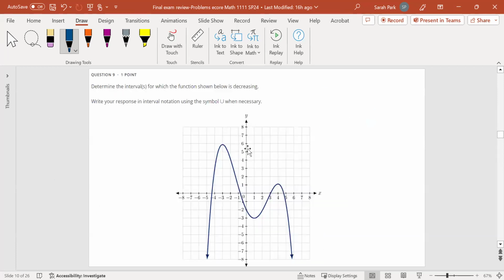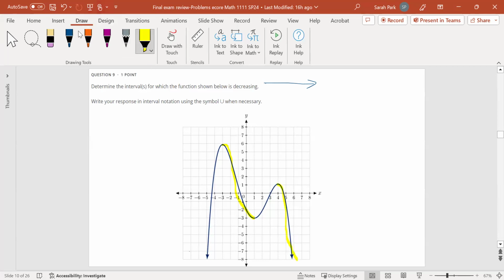Okay, number 9, determine the intervals for which the function shown below is increasing. So you always want to read the graph from left to right. If you think about moving your finger along the graph from left to right, tracing it, when it goes down. So as you trace, it goes down from this point, and actually I should highlight it. It starts going down from this point to that point, and it goes up again, and then it starts going down again or decreases in that section.